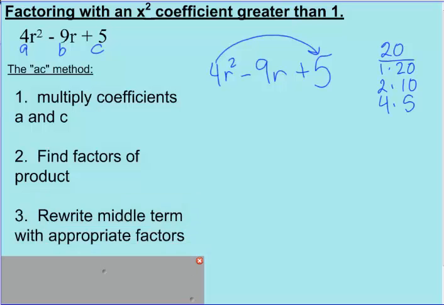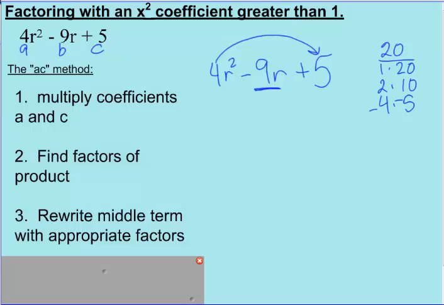Now we're going to pick the set of numbers that give me -9 in the middle. Which set of numbers give me -9 in the middle? Okay. And what do I have to do with the 4 and the 5 to make them equal? Yeah, they both have to be negative. If I multiply two negatives, that also equals a positive number. Since my middle number is negative, I have to make them negative numbers.